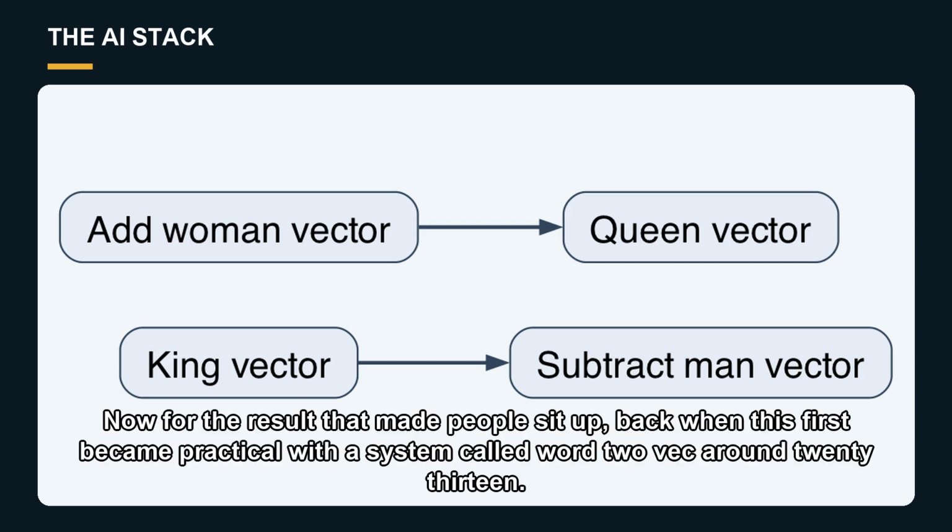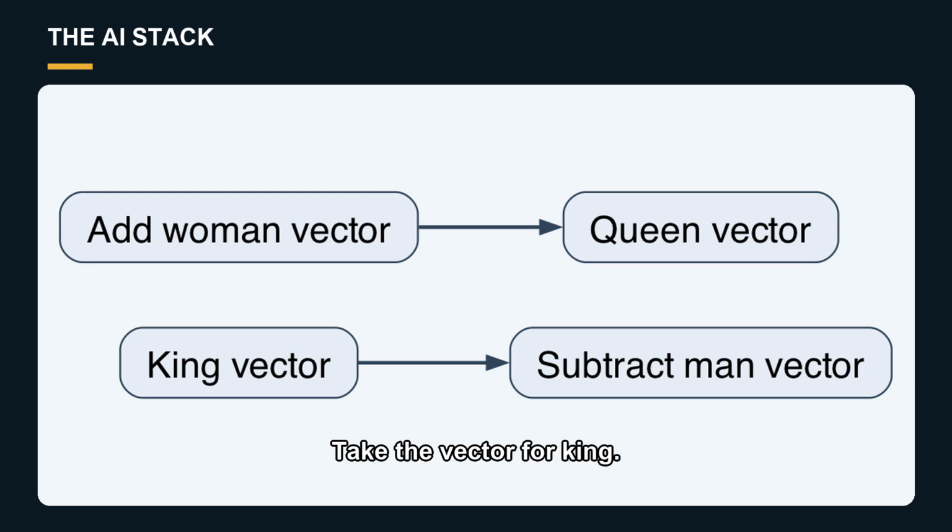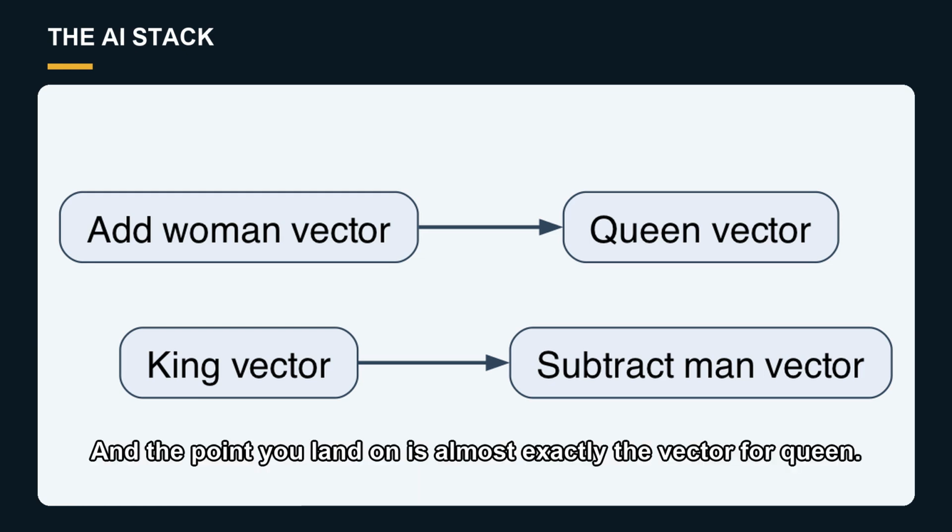Now, for the result that made people sit up, back when this first became practical with a system called Word2Vec around 2013. Because each word is now a set of coordinates, you can do arithmetic on meaning itself. Take the vector for king. Subtract the vector for man. Add the vector for woman. And the point you land on is almost exactly the vector for queen.